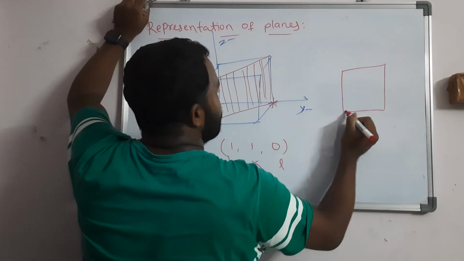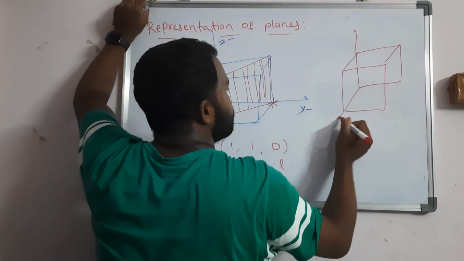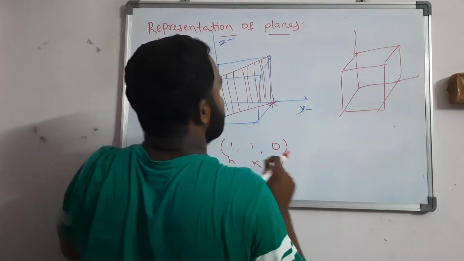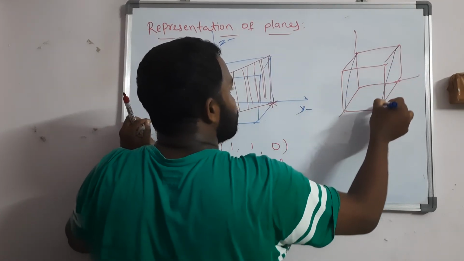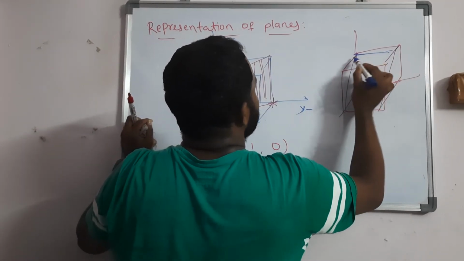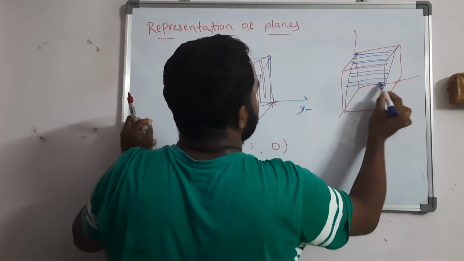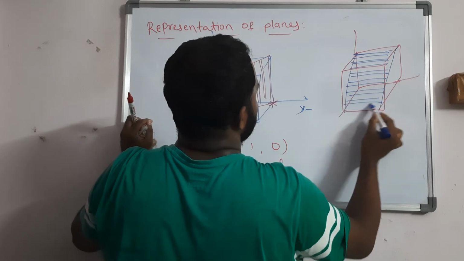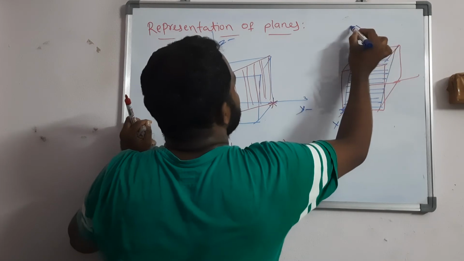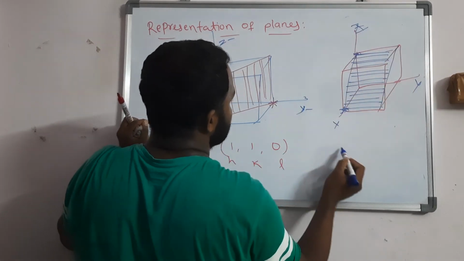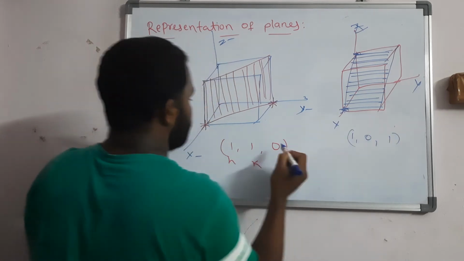If I take another plane, another rectangle like this, here it is touching here and here. This is the x-axis, this is the z-axis, this is the y-axis. Hence the x and z values are 1. So you should write the 1, 0, 1 plane. Here it is the 1, 1, 0 plane.